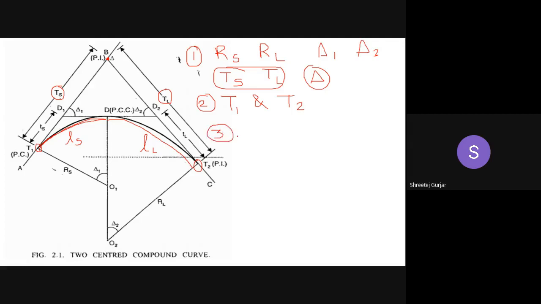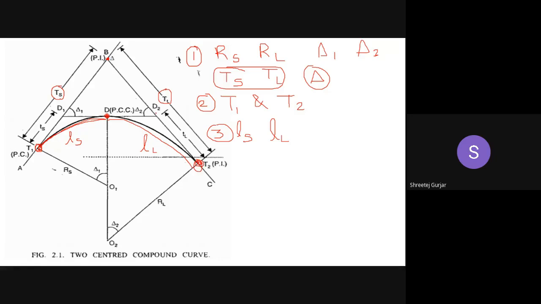Now, in the third step, after you calculate LS and L, calculate the chainage of T1, calculate the chainage of D, which is over here, this particular chainage, and this particular T2 chainage, right?